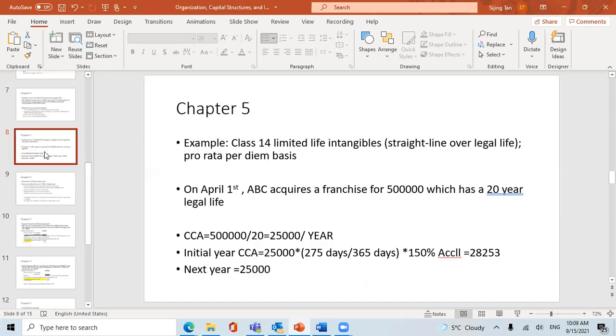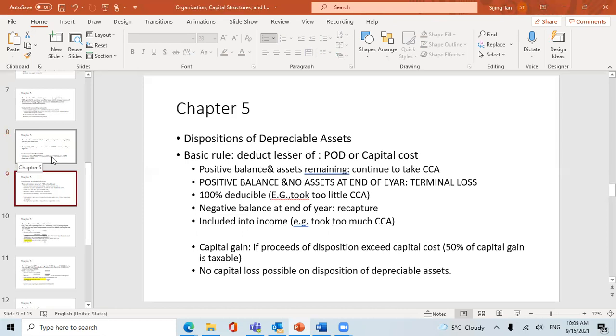Now, that is all the calculation we need to focus on in chapter 5. Next class, we're going to talk about disposition of depreciable assets. For your homework, I don't know if you have encountered any questions regarding dispositions, but basically we focus on the calculation mainly. But I'm going to mention a little bit regarding the disposition. So the basic rule is we deduct the lesser of the proceeds of disposition or the capital cost. We're going to give examples, so easy.